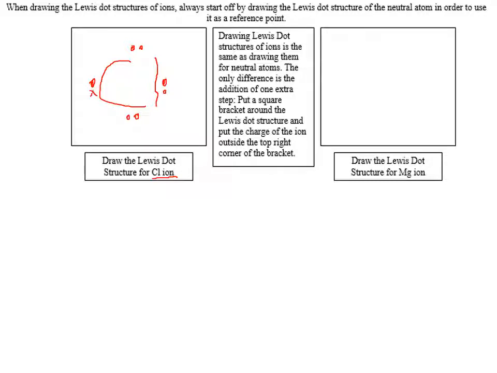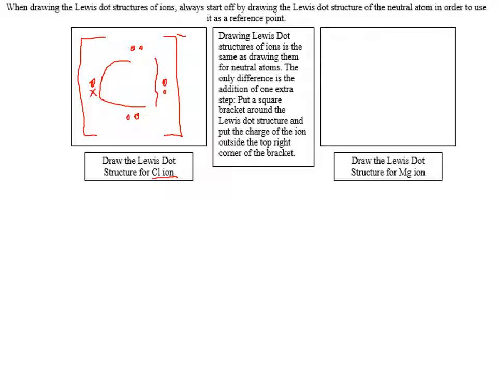I'm going to put it as an X, so it's apparent that I've added it, and you should do the same thing on tests or quizzes. And then you need to put the square brackets, kind of like you did with the Bohr-Rutherford diagrams, and put its charge. Since it gained 1 electron, we know it has a charge of negative 1. I'm just going to put negative. I could put the 1, but again, it's implied if there's no number. If it had gained 2 electrons, I would have put negative 2.